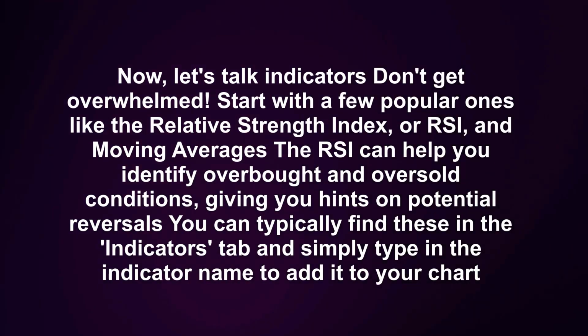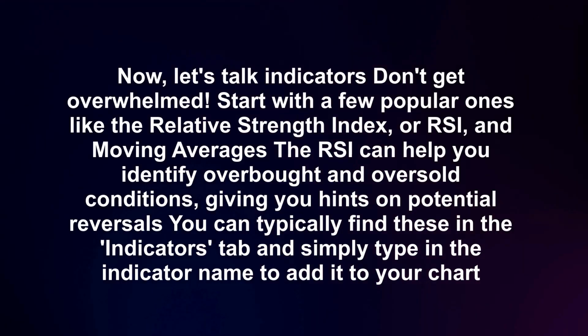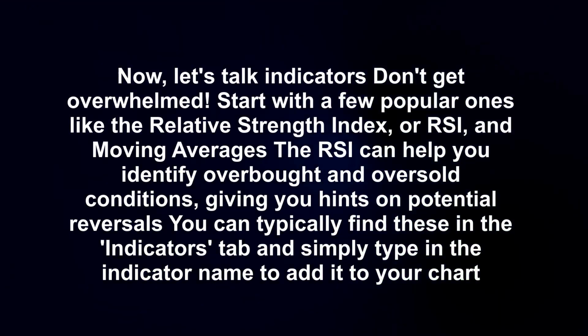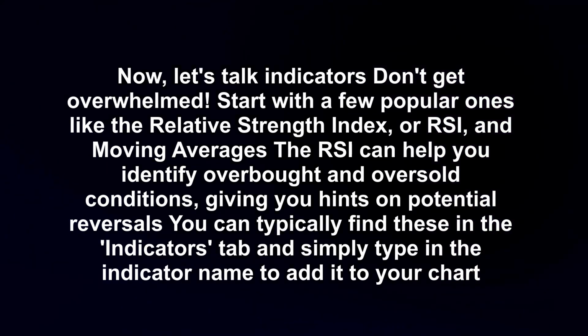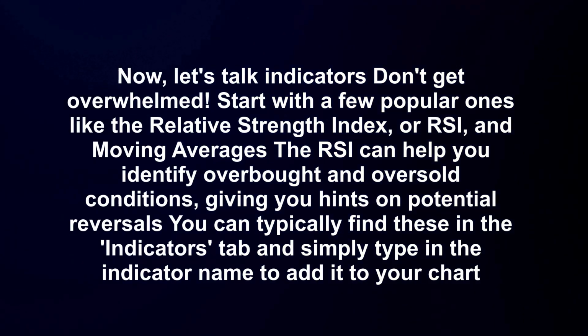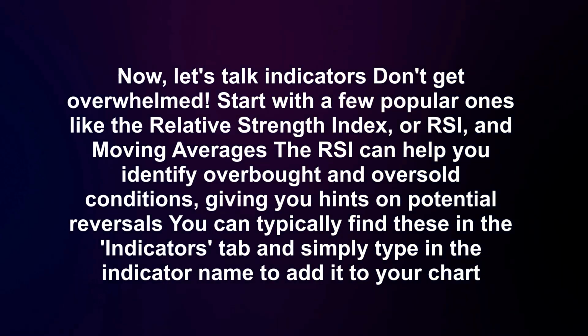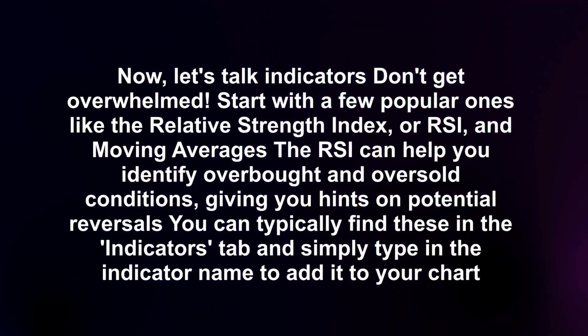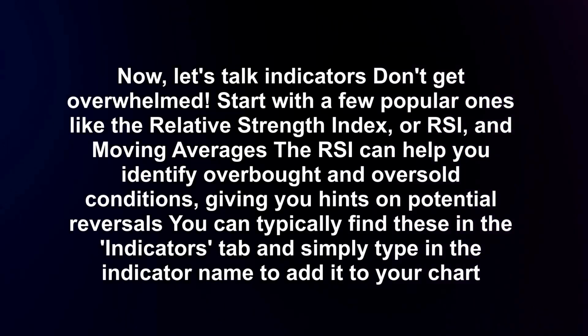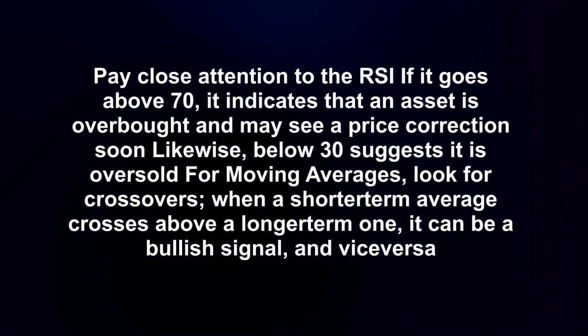Now, let's talk indicators. Don't get overwhelmed. Start with a few popular ones like the Relative Strength Index, RSI, and moving averages. The RSI can help you identify overbought and oversold conditions, giving you hints on potential reversals. You can typically find these in the Indicators tab and simply type in the indicator name to add it to your chart. Pay close attention to the RSI.